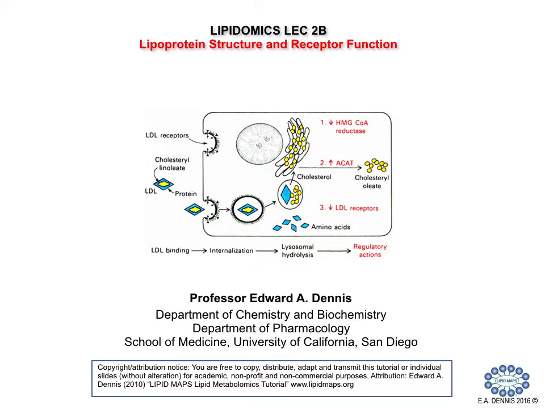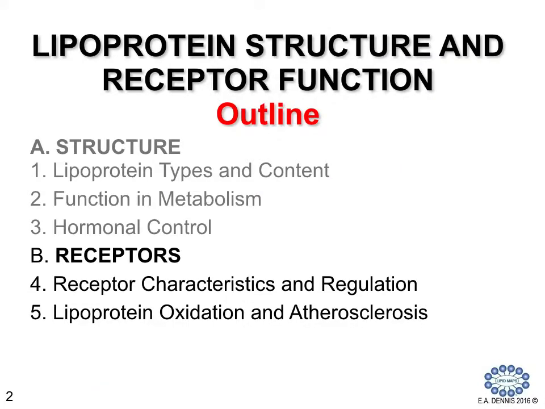This is part B of this lecture on lipoprotein structure and receptor function. In part A, we covered structure. In part B, we cover receptors. Specifically, we will talk about receptor characteristics and regulation, and then aspects of lipoprotein oxidation and relevance to atherosclerosis.